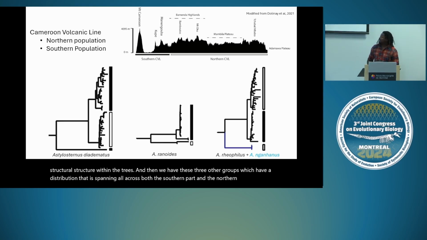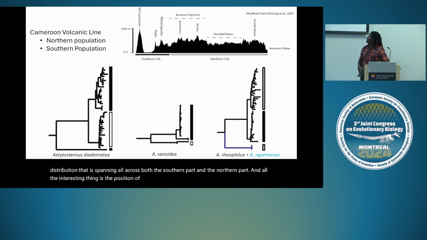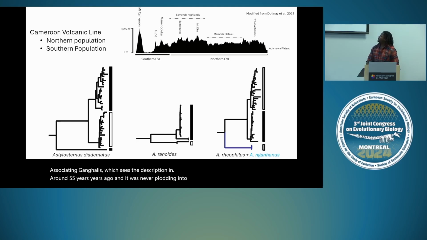And the interesting thing is the position of the species Acylostanus ganghanus, which since its description around 55 years ago was never placed into any phylogeny. So it ends up being strictly endemic to the northern Cameroon volcanic line, at the tip of the entire Cameroon volcanic line in the Adamawa Plateau.